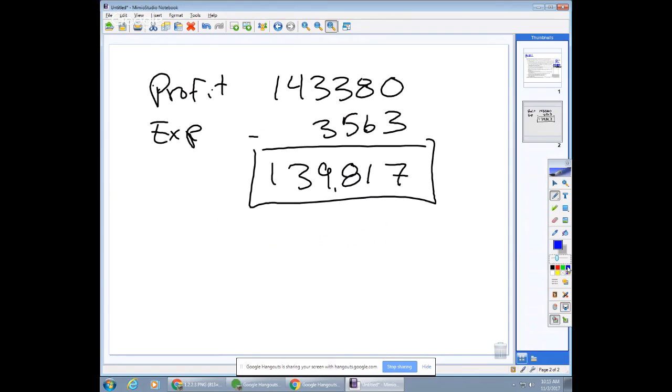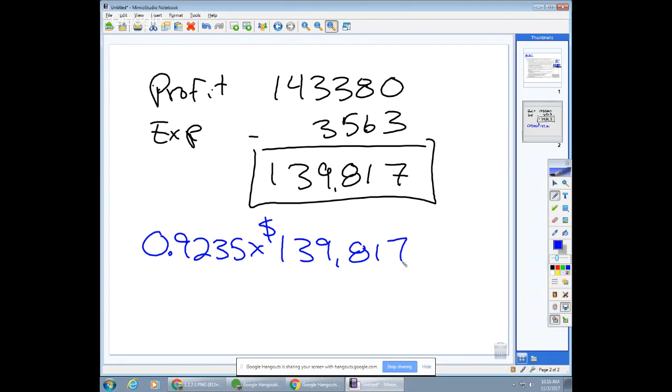So now we have to take 92.35% of that, so 9235 times that new amount, 139,817. What does that give us? $130,379.